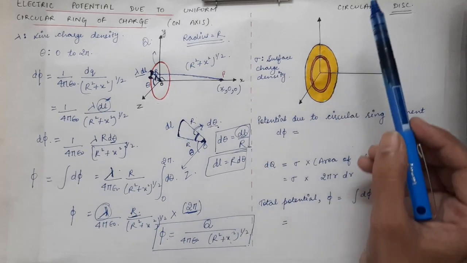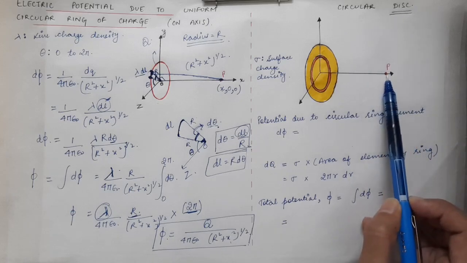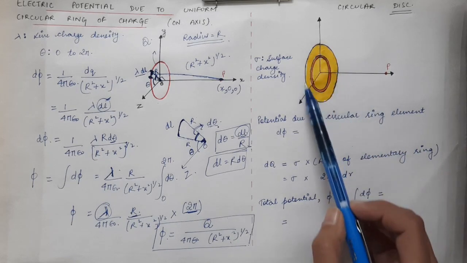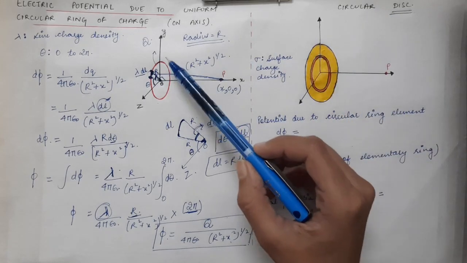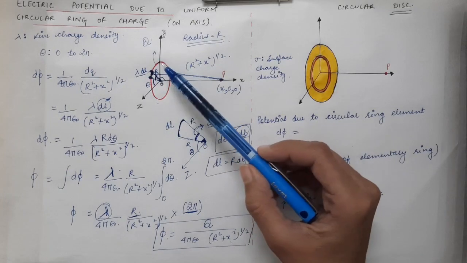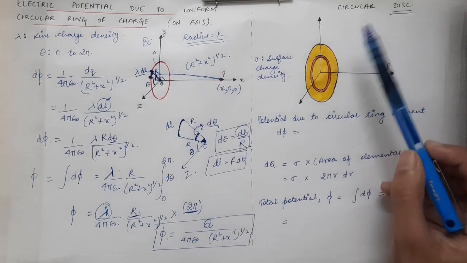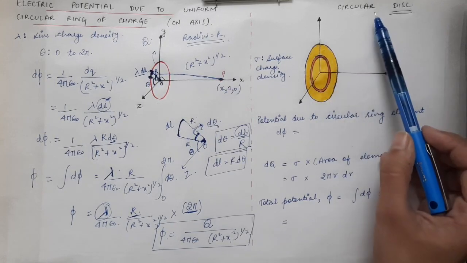Now next is to find the electric potential at point P, which is the observation point. We have to find the electric potential at this point, which is at a distance of x from the center of a circular disc which is uniformly charged. In the previous article we had a circular ring, whereas in this case we have a circular disc. So the charge is distributed on the whole plane of this circular disc.